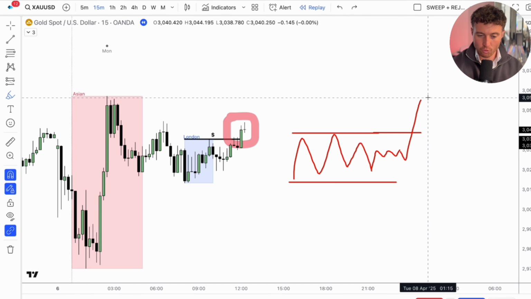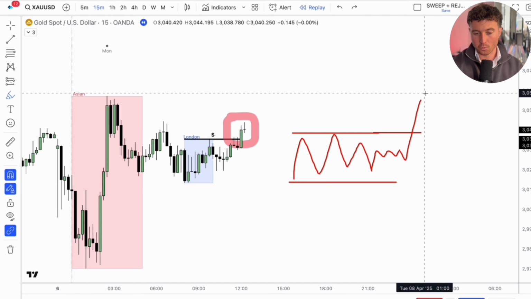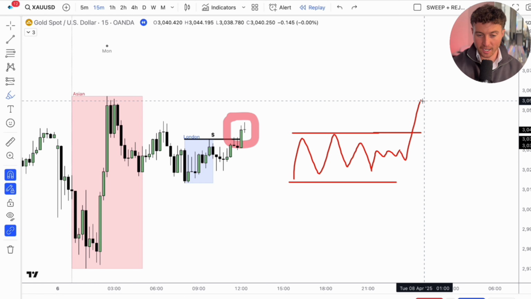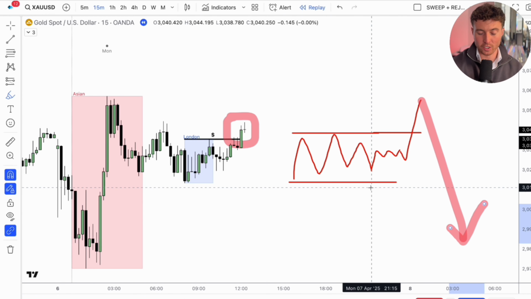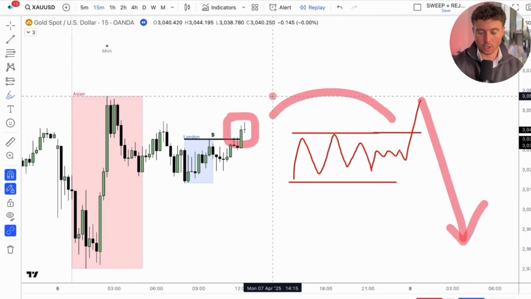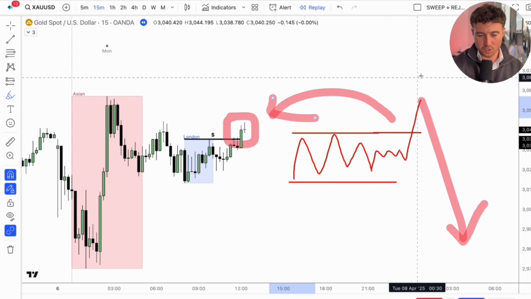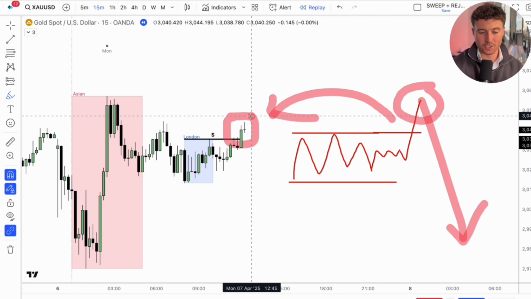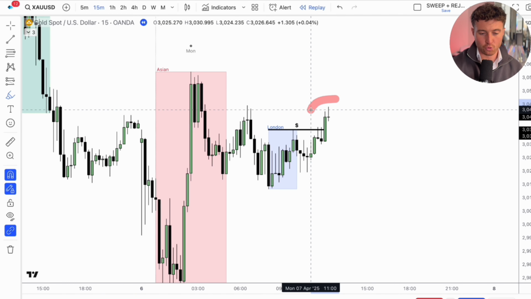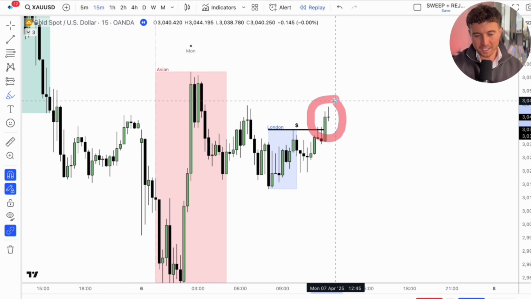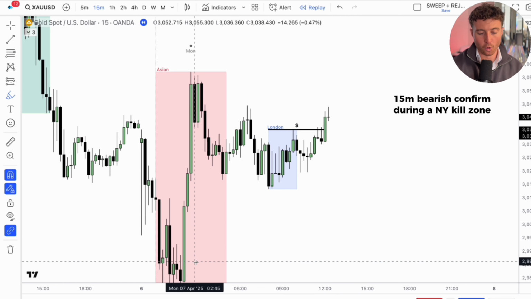So once we've seen the run of buy side liquidity right here, we can look for our entry model to get short within the market to go with our directional bias, which, as discussed before, is sell bias on gold right here. So notice how these entry models look exactly the same, and this is what you need to see before entering a position within the market. All right, so we see a raid of liquidity during the pre-New York session. So now we're waiting for a 15-minute bearish confirmation during a New York kill zone.